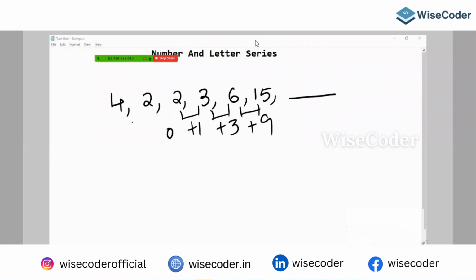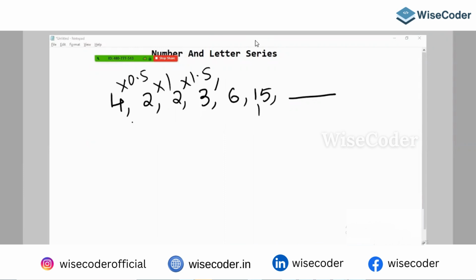Then how can we handle the situation? Is there any multiplication? With the difference I am not getting it, so let me check with multiplication. 4 into 0.5 is 2. 2 into 1 is 2. 2 into 1.5 is 3. 3 into 2 is 6. 6 into 2.5 is 15. Then 15 is multiplied with 3.